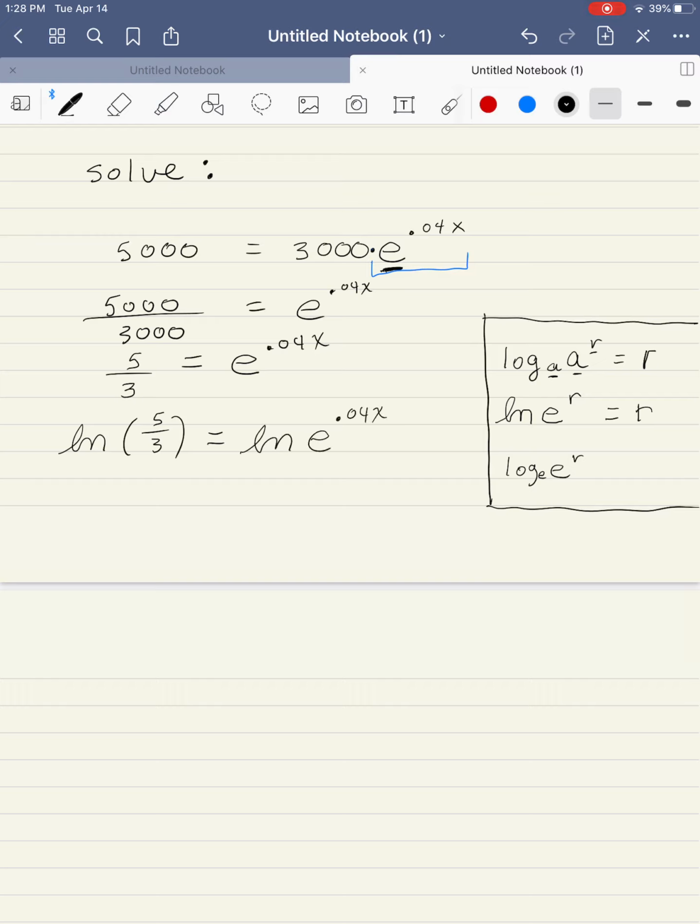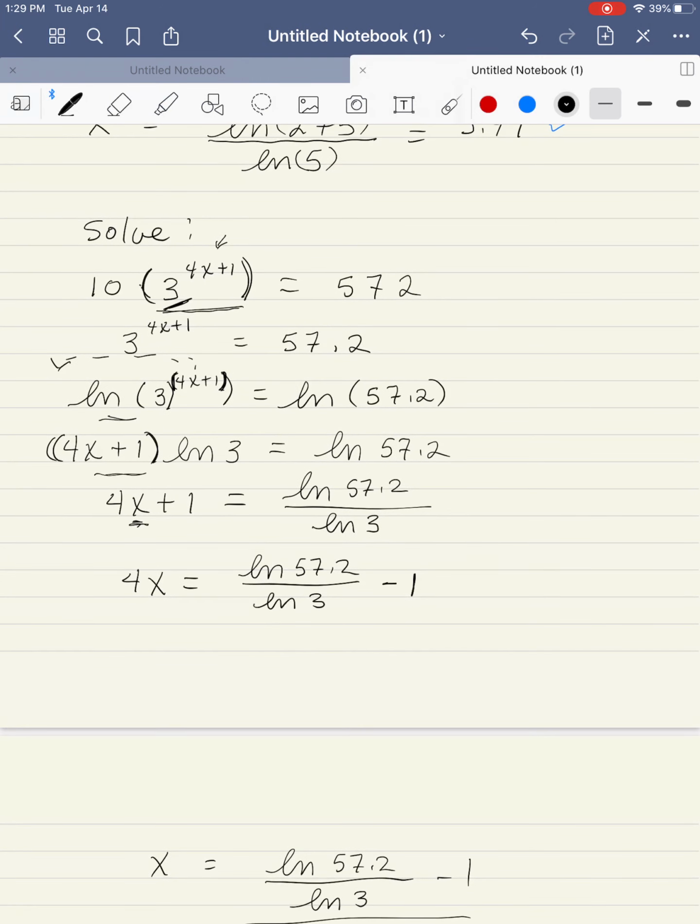So when I take the natural logarithm of e to the 0.04x power, that's just equal to the exponent, 0.04x, because natural logarithm and e use the same base. I could not do that on the previous examples because I had natural logarithm of 3, not the same base. Natural logarithm of 57.2, not the same base, etc. This only happens if you have base e and the natural logarithm.